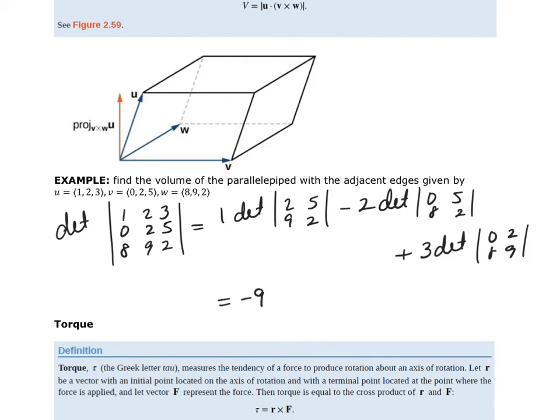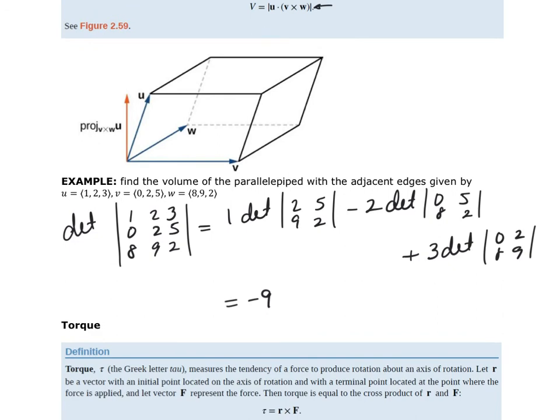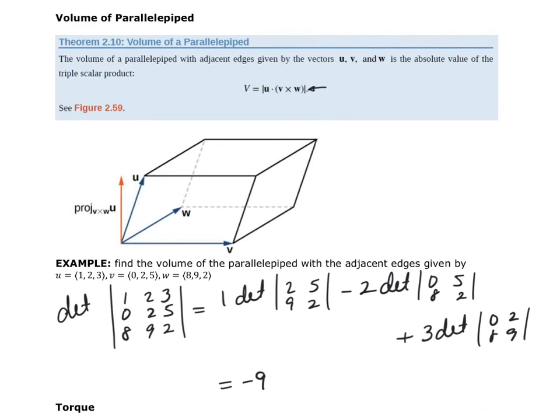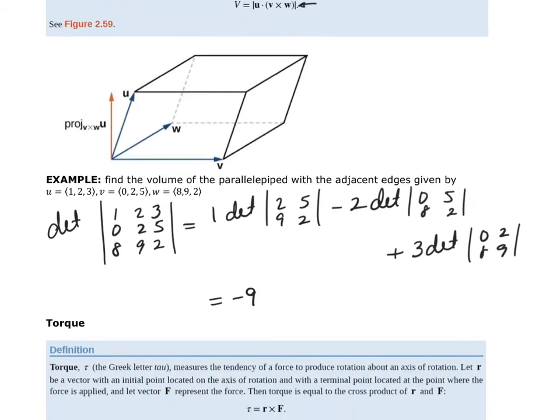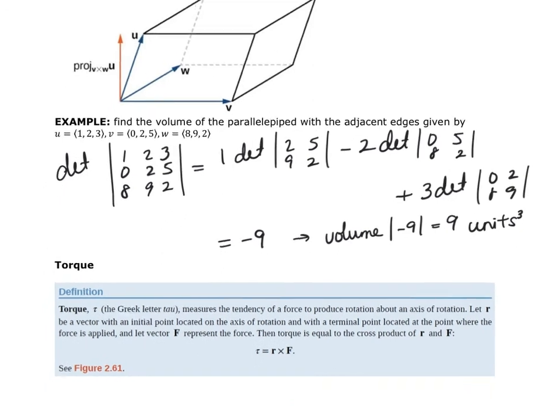But it's like, what? How can you have one that's negative? The magnitude of this is the same thing as the absolute value. So I found the triple scalar product. Now I have to take the absolute value. So the volume is the absolute value, which is negative 9 absolute value, which is 9, and it's my units cubed. So that's kind of cool. Get some cool stuff out of it.